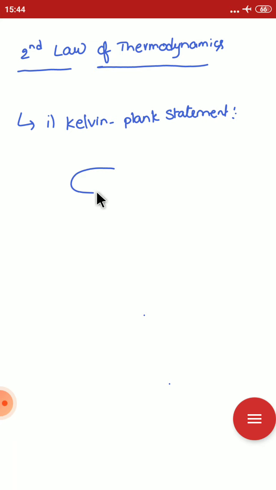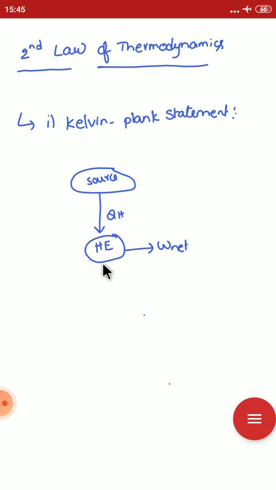In the Kelvin Planck statement, this is a source, this is a heat engine, with W net, and QL is 0.